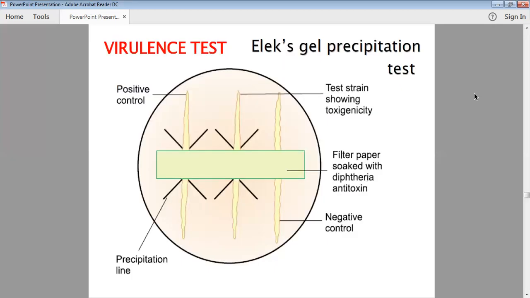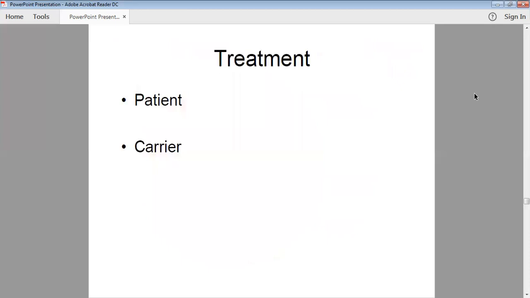There is also an in vivo test, where we use guinea pigs, but now animal experiments are outdated. Another is the tissue culture test. This toxin destroys the tissue. We prepare a monolayer of tissue, HeLa cells or Vero cells. The organism isolated from the patient is inoculated into the tissue culture bottle, and the cytopathic effect is observed under the microscope. If the monolayer gets disturbed or the cells are destroyed, that is the toxigenic strain. That is known as the tissue culture test. This is the Elek precipitation test.